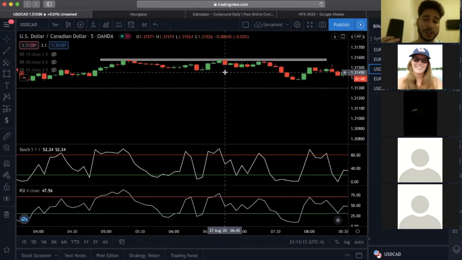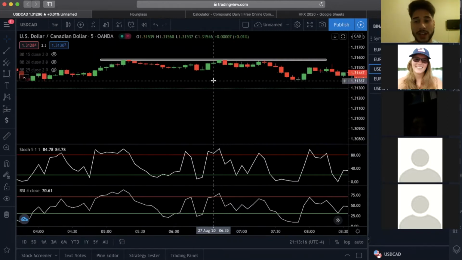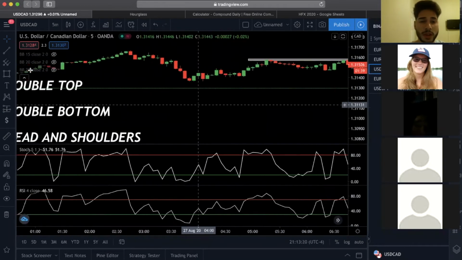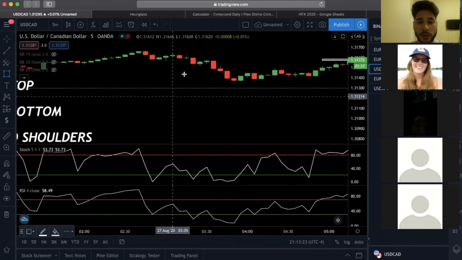I'm going to make sure the currency strength meter agrees with me. And then when do I enter? I'm going to enter off the RSI and stochastic entry confirmation. Right there is a triple top. I'm going to show you more examples of why these 4 pillars are so powerful.